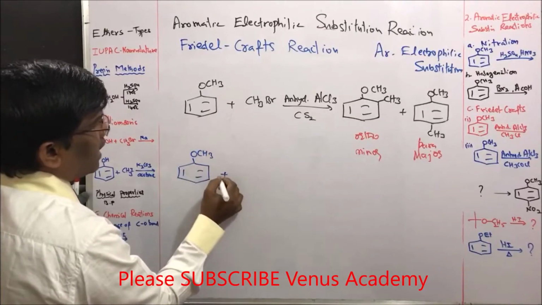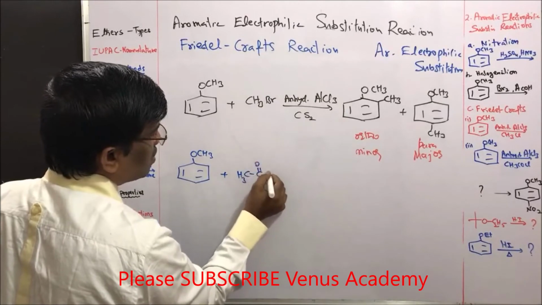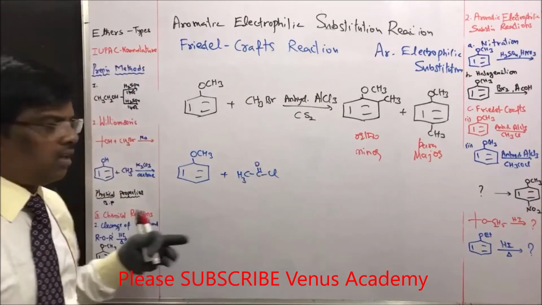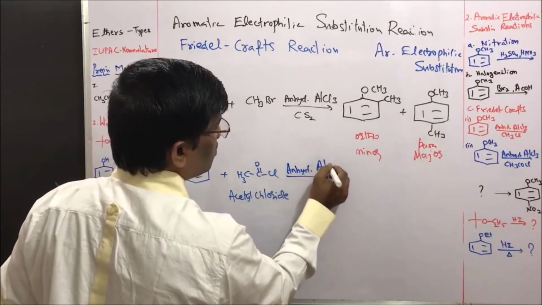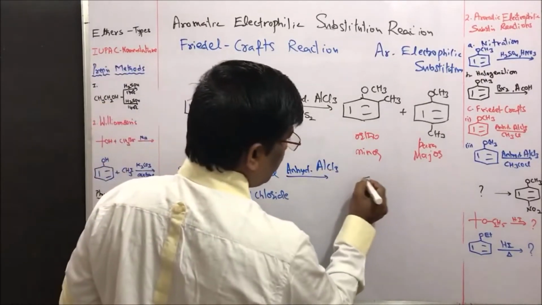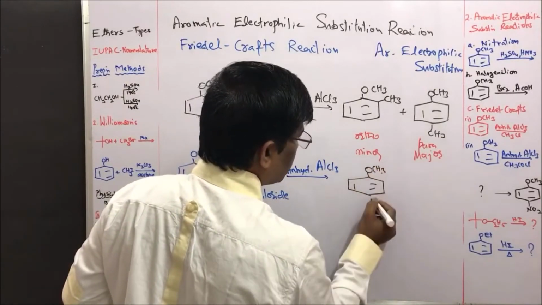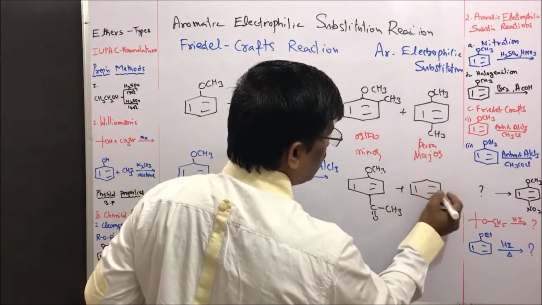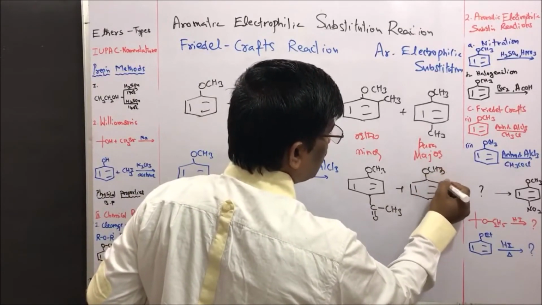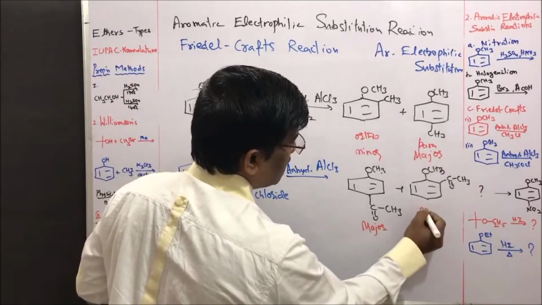Take anisole and react it with the acyl group, CH3COCl, acetyl chloride, in the presence of anhydrous aluminum chloride. So we are going to get para-methoxyacetophenone and ortho-methoxyacetophenone. And what is the ratio? Again, write it as this is major and this is minor.